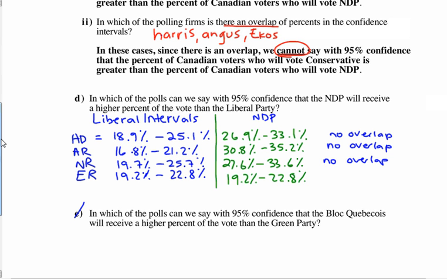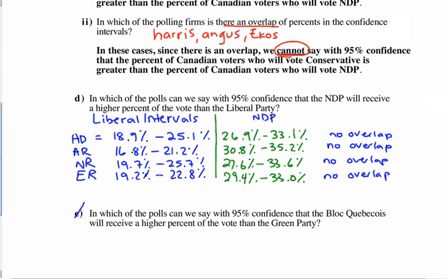Sorry, that was what we just had here. Up above was 29.4% to 33.0%. There you go. So again, 19 to 22 and then 29 to 33, there's no overlap. And so because all 4 of these surveys have no overlap, we can say with 95% certainty that NDP is going to beat the Liberals.